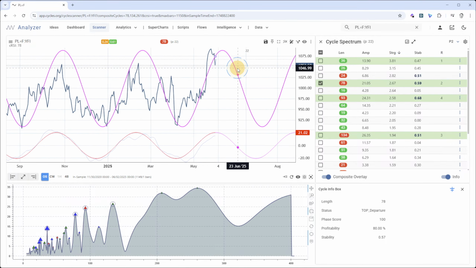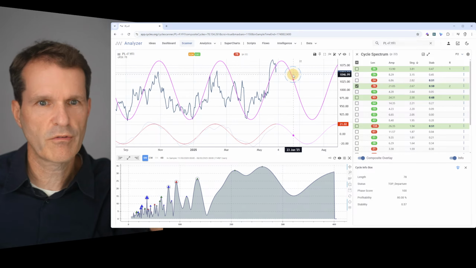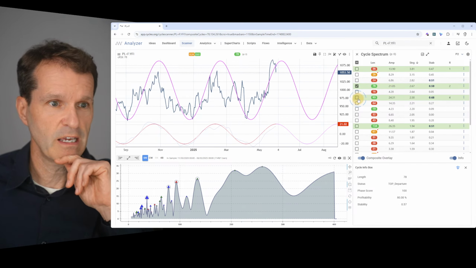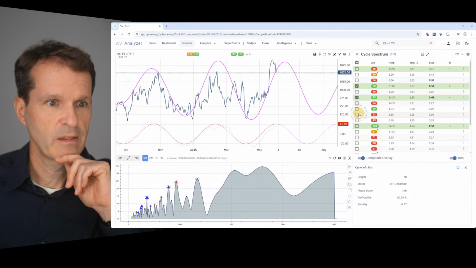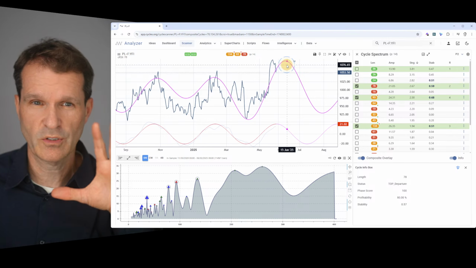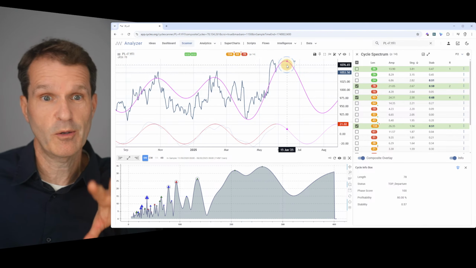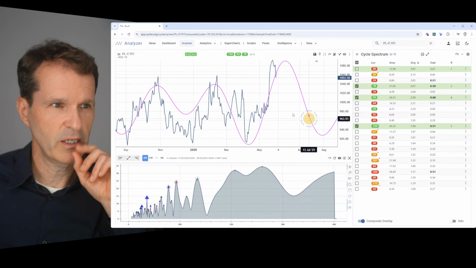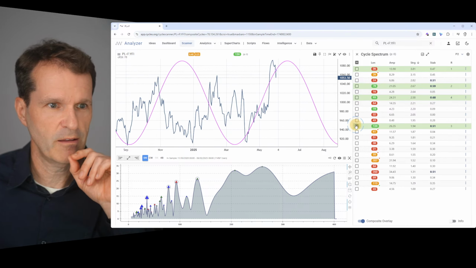So now we can start to combine those 3 cycles and build one composite out of them. So 78, 93, and 134. And you see how they stack up here. So that's another very interesting observation. Let's do this step by step again. So I will deselect them first.